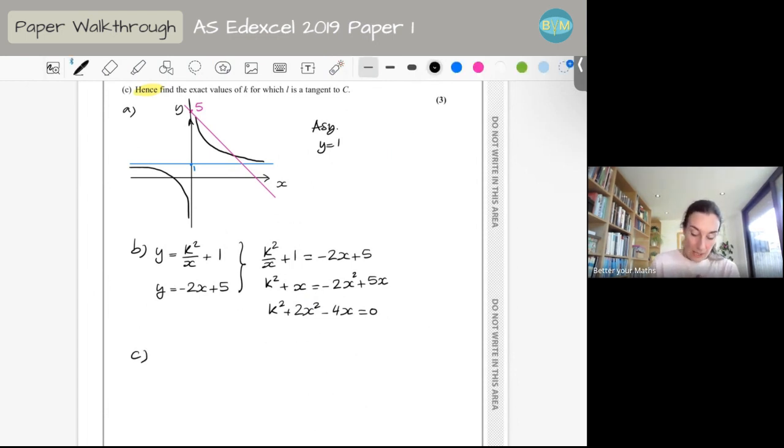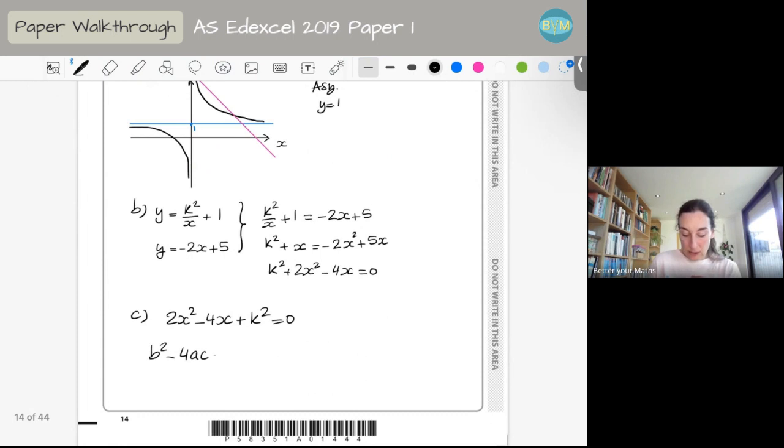Remember, if I'm solving 2x squared minus 4x plus k squared equal to 0, b squared minus 4ac, which is the discriminant, is going to be equal to 0 when I have only one solution. And remember, if it's tangent, it's going to touch in only one point. So if I have my curve, I can have two solutions, one solution if it's tangent, and no solutions if it doesn't touch. So we are in the situation where we have one real solution.